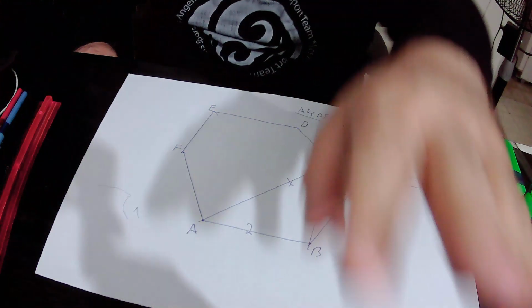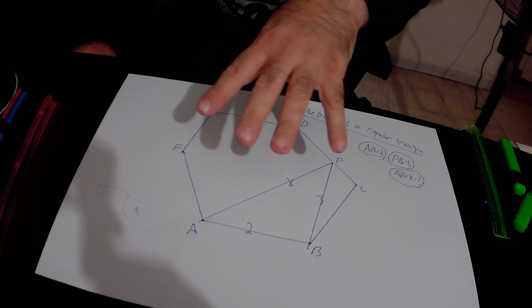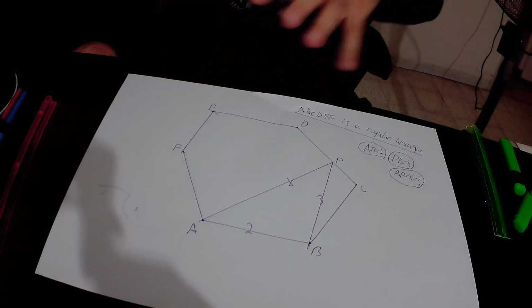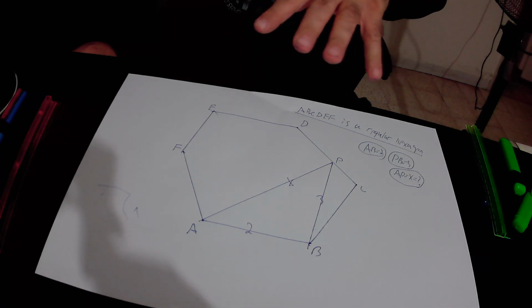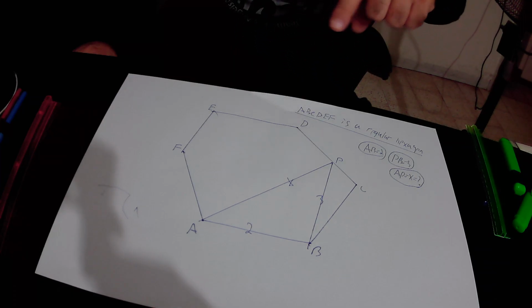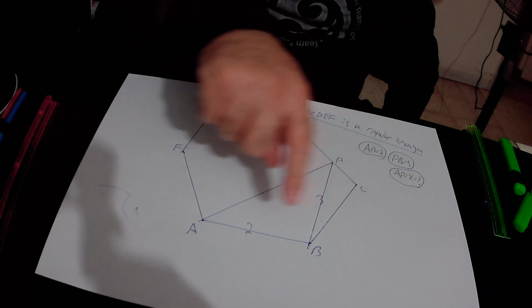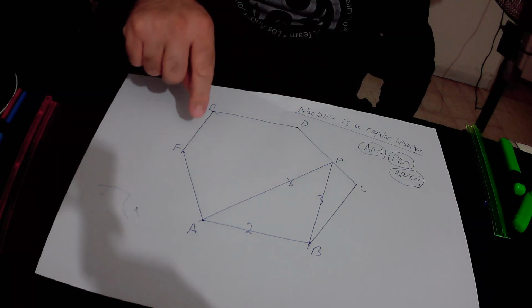Now in this lecture we find out the length of line segment X. In the drawing we have a regular hexagon. Actually a hexagon is a polygon that has 6 equal sides and 6 equal angles. That is to say, all the sides of the polygon are equal to each other, and all the 6 angles of this hexagon polygon are equal to each other.